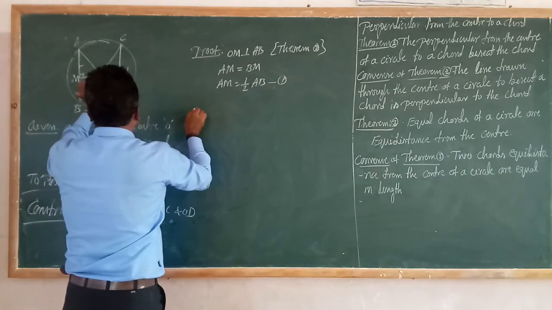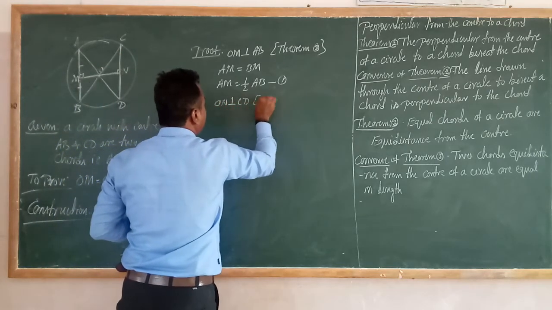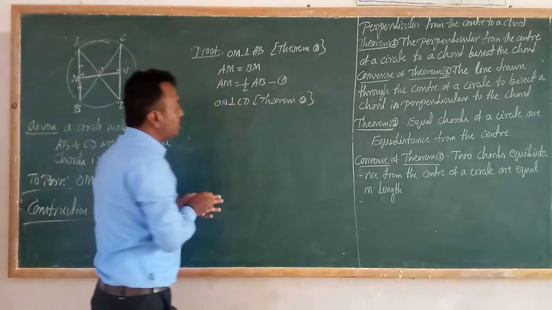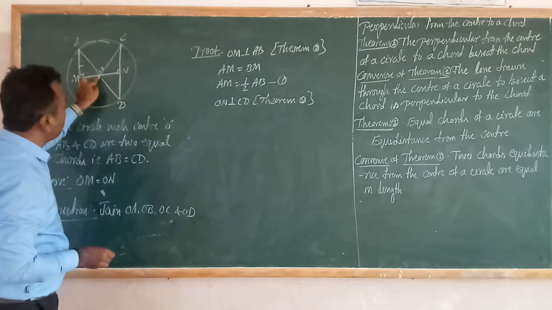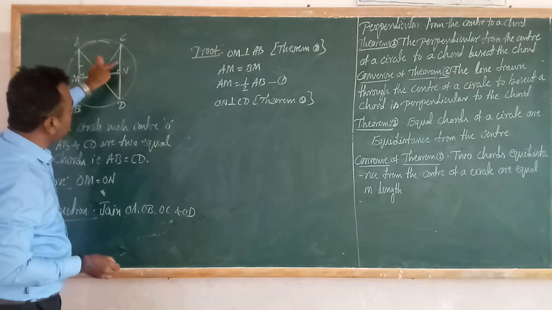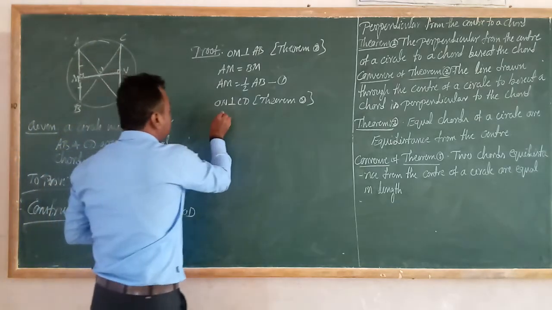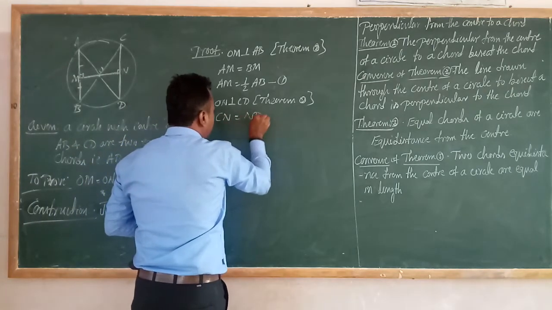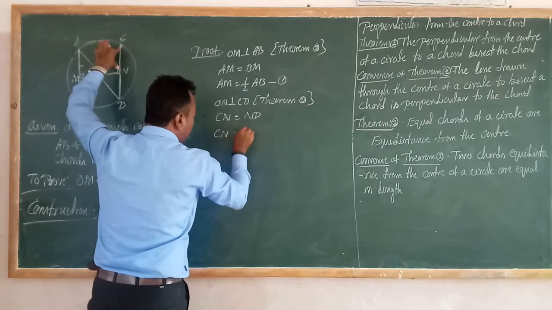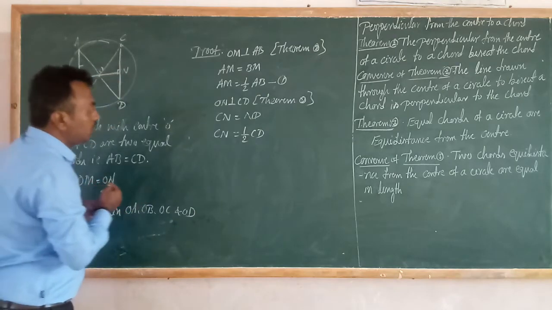Like ON is perpendicular to CD. ON is perpendicular to CD. Same theorem, second statement. What is the second theorem statement? The line perpendicular drawn from the center of the circle to a chord of a circle bisects the chord. That means CN is equal to ND. Correct? CN is equal to ND. So CN is equal to half of the CD. Okay, that's why call it as number 2.